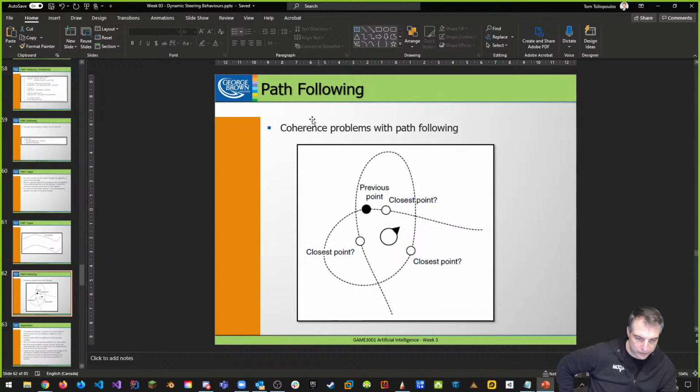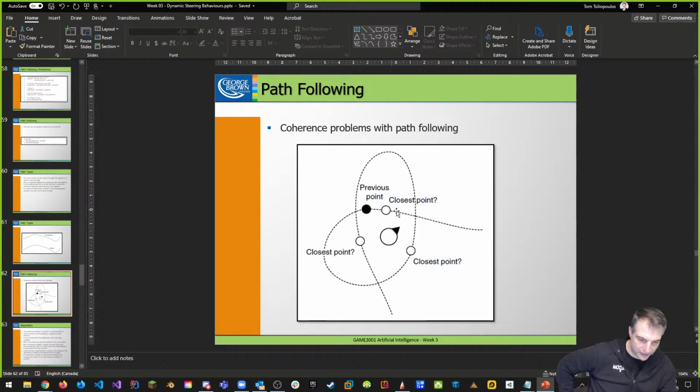One thing to notice is this idea of coherence with path following. Again, one of the challenges that we have with path following depends on how, for example, what if the target is looping, right? So we're following a path that kind of loops this way. And here's my target right now. Here is the previous point. Here is the closest point.